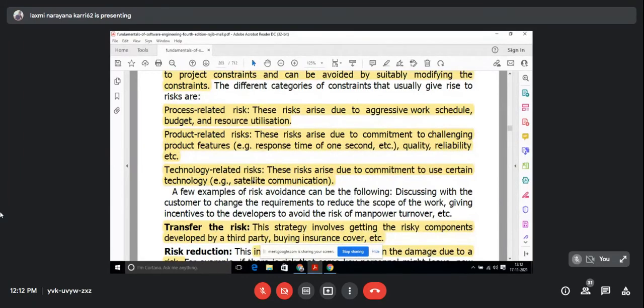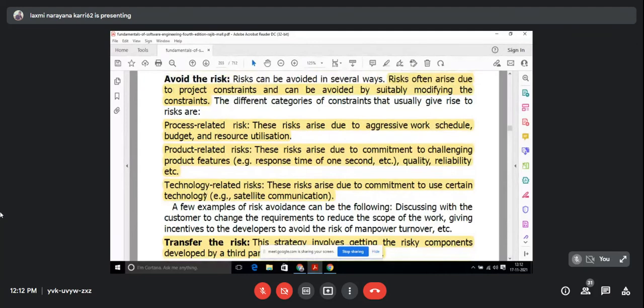Technological related risk means, if you are designing a mobile phone, if you are going to create a 5G mobile, which is very competitive, right? Even 4G, in many cases, will involve these technical related risks. These cause something like, for example, satellite communication, using phones with very high accuracy, like that.